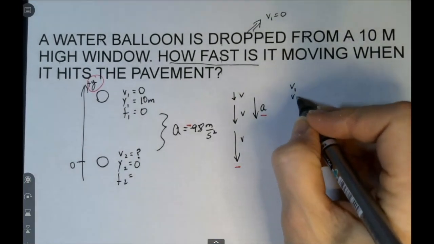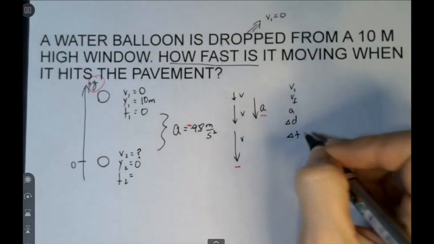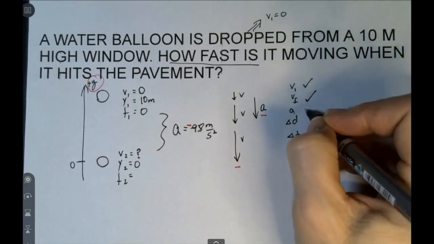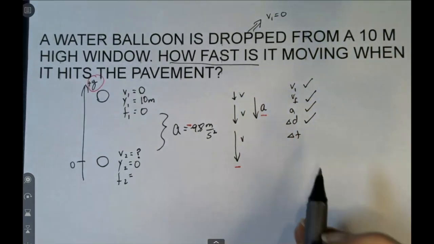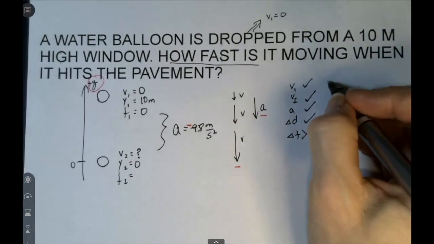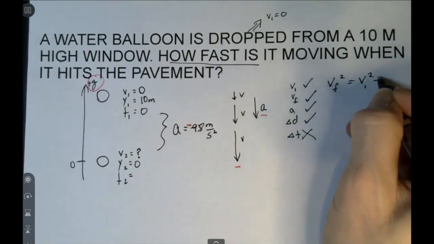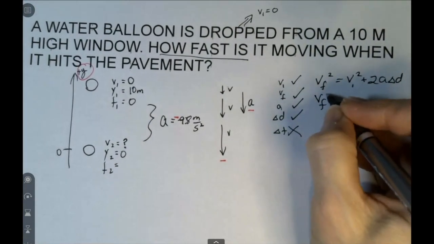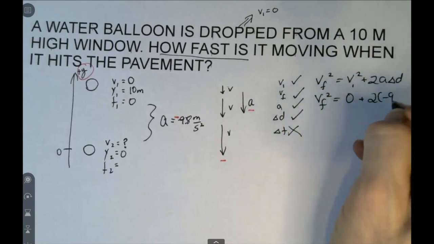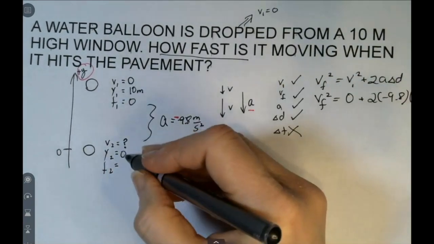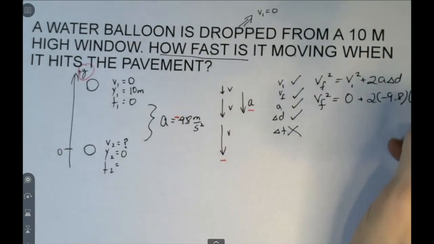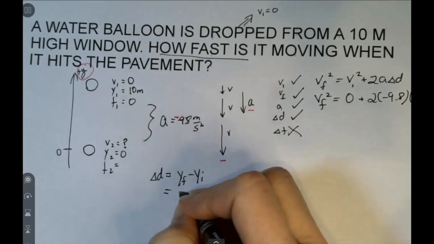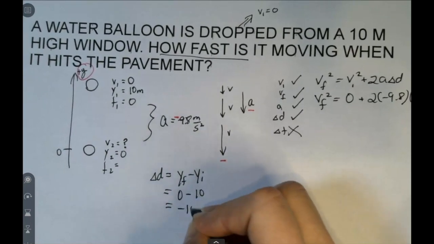So I'm going to make my list again so that I can pick the right equation. You take out your equation sheet and see we have this, we want that, we know this, and we know that. So once again, we have everything except for time. So the equation we have to use is this one. So this is what we're solving for. This is 0. And delta D is 0 minus 10. So be careful because delta D, remember, is y final minus y initial. So it's 0 minus 10, which is negative 10.